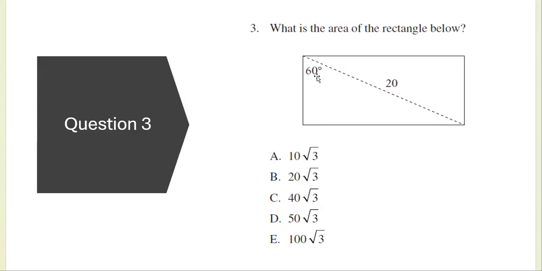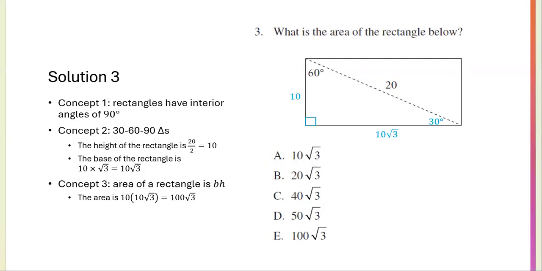Since they give us that this is 60 degrees up here, this is a 30, 60, 90 right triangle, which we know how to get the sides of easily if we're given any one of the sides. We're given the hypotenuse in this case, which is the diagonal of the rectangle, by the way. It's 20. So the side opposite the 30 degree angle, the height, would be 10. And the base is 10 root 3. So 10 times 10 root 3, 100 root 3, choice E. That's what I wrote over here.